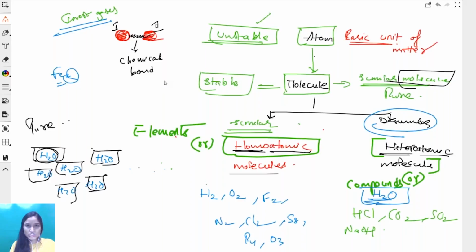Yes, we can count metals as homoatomic. They are homoatomic. The only problem with them is the number of atoms per molecule is not constant.